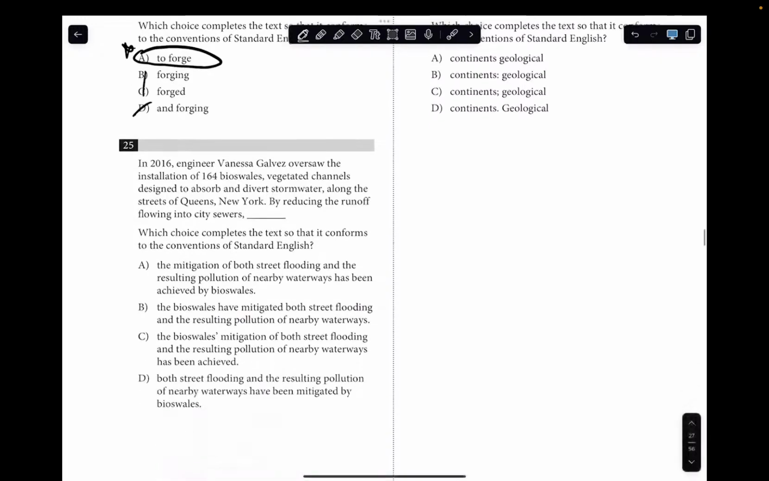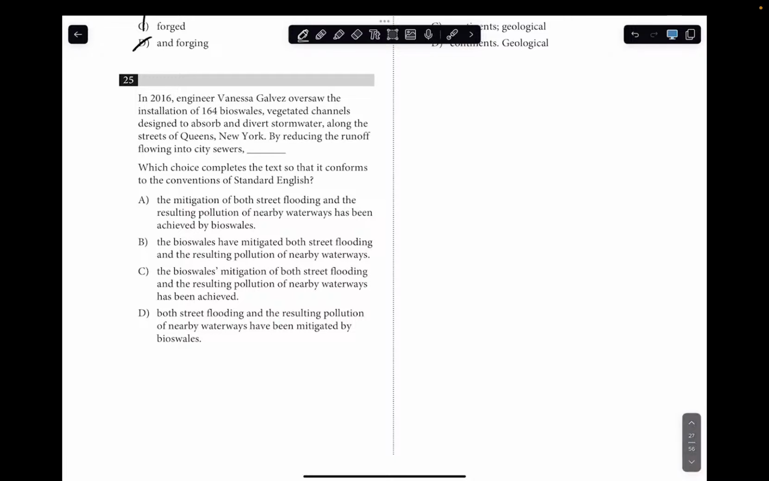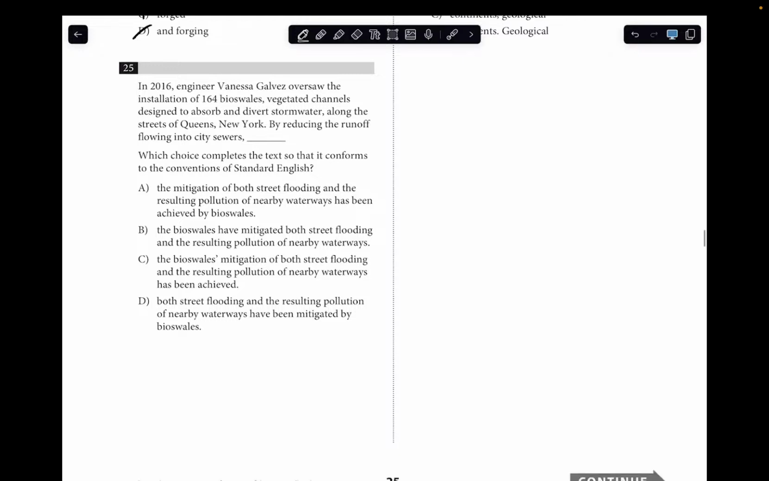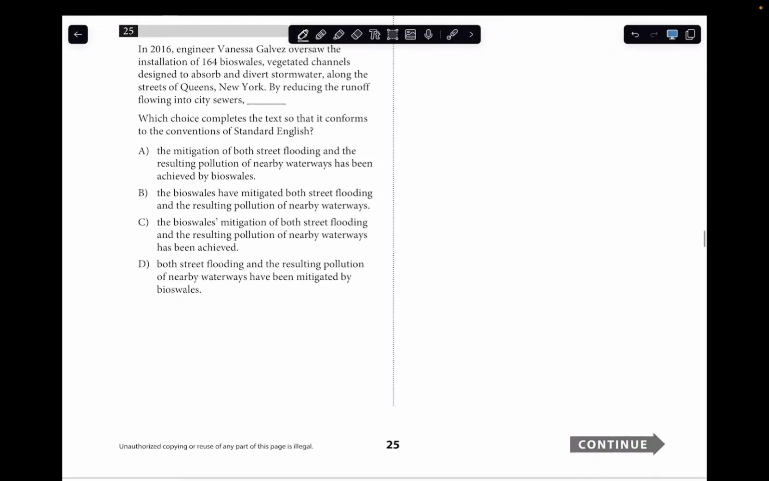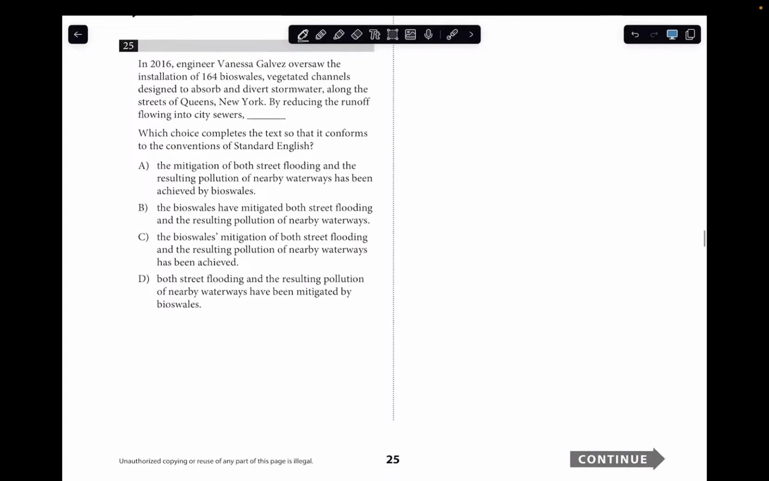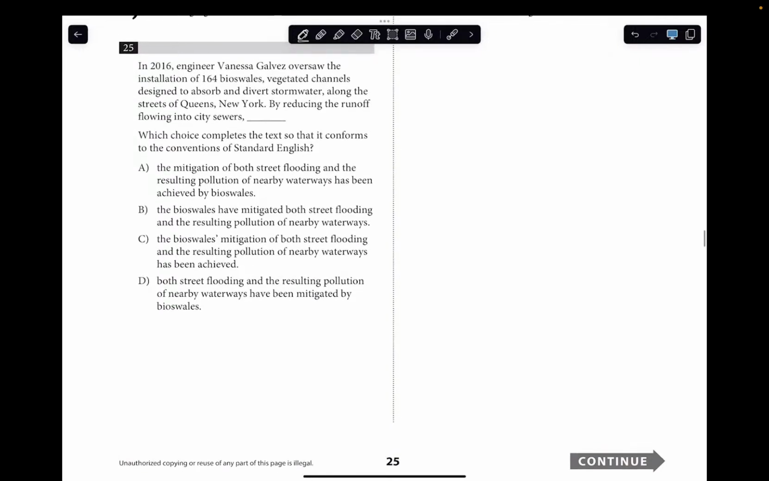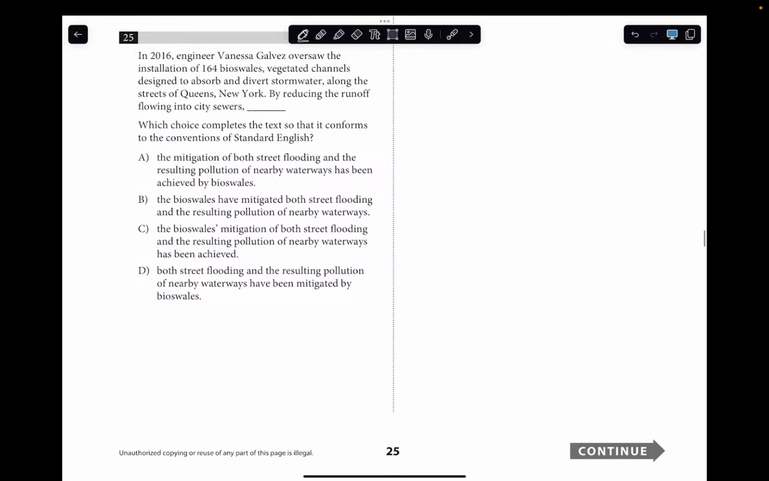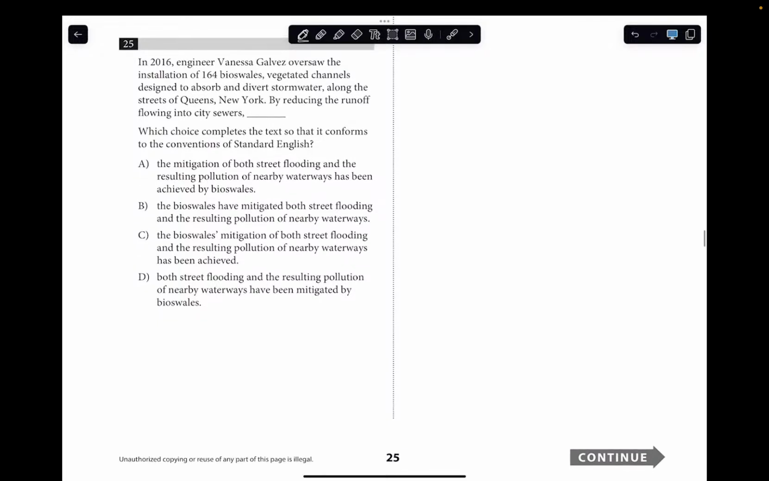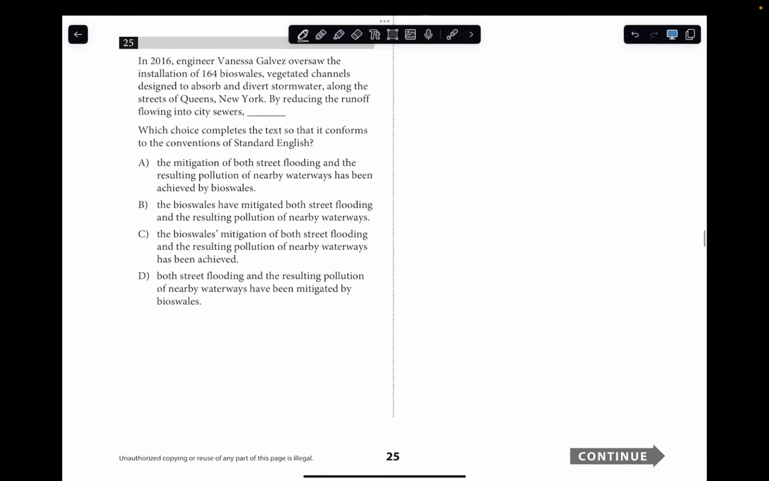Yep, that fits best. 25. In 2016, an engineer oversaw the installation of 164 bioswales, which are vegetated channels designed to absorb and divert stormwater along the streets of Queens, New York, by reducing the runoff flowing into city sewers, blank. Which choice completes the text so that it conforms to the conventions of standard English?